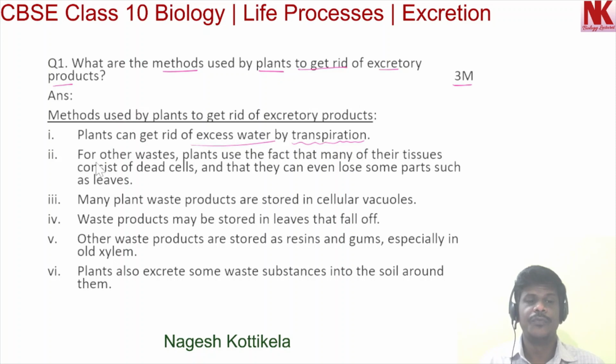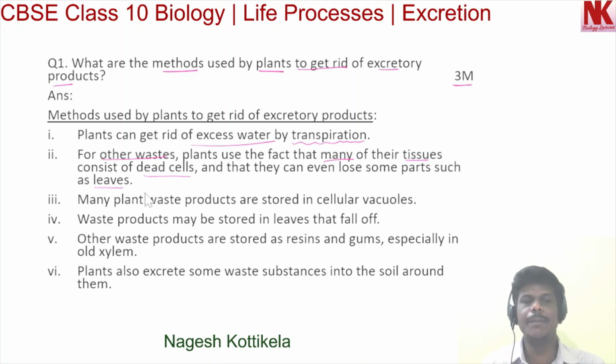Now, for other wastes, plants use the fact that many of their tissues consist of dead cells. Many of the plant tissues consist of dead cells, and they can even lose some parts such as leaves. So some parts such as leaves are lost, they fall down, and many cells are dead cells. So these facts are used by the plants to remove the waste materials from their body.